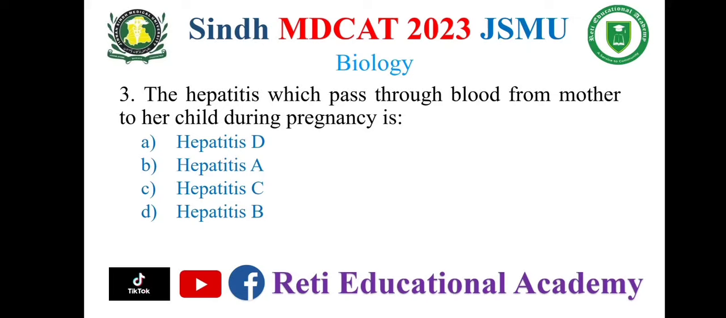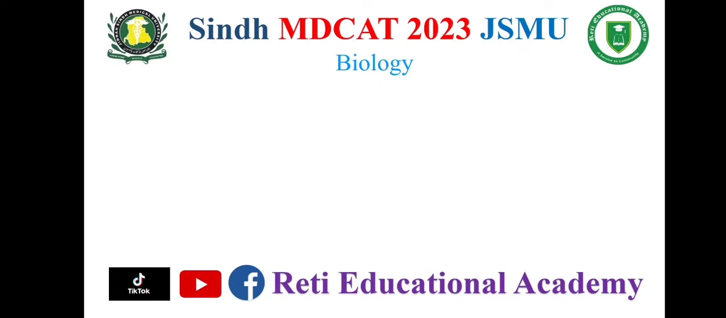Question number 3. The hepatitis which pass through blood from mother to her child during pregnancy is A. Hepatitis D. B. Hepatitis A. C. Hepatitis C. D. Hepatitis B. And the correct answer is C. Hepatitis C.